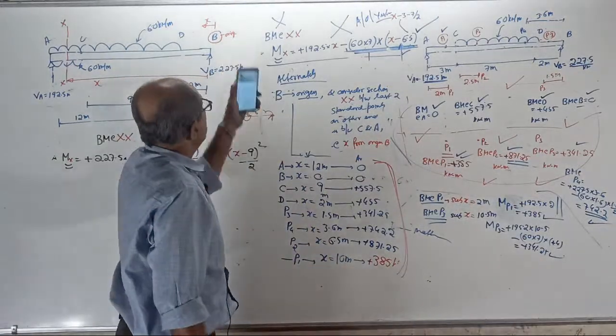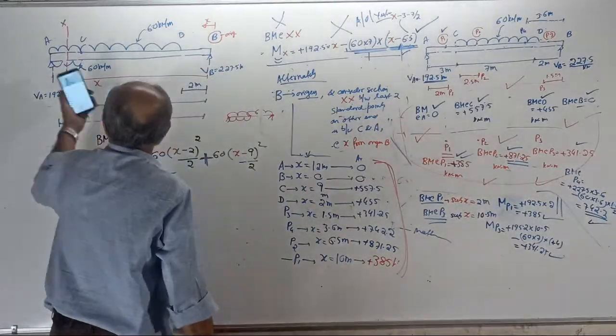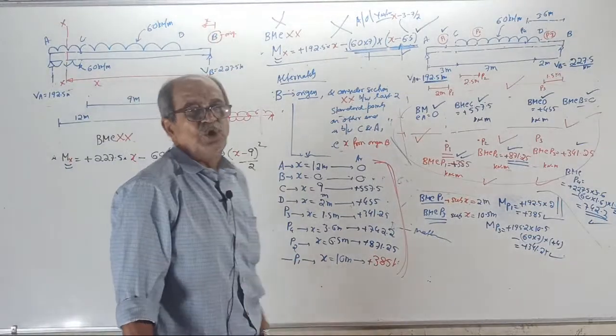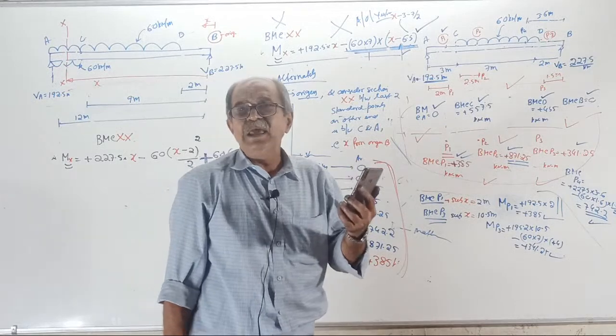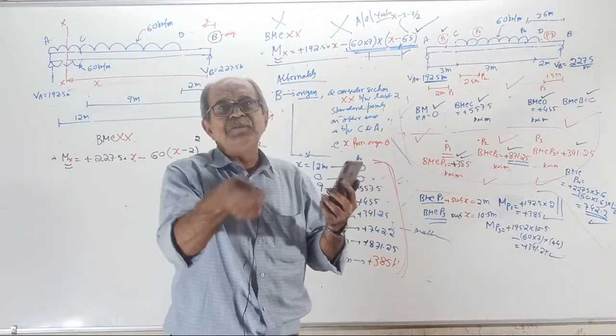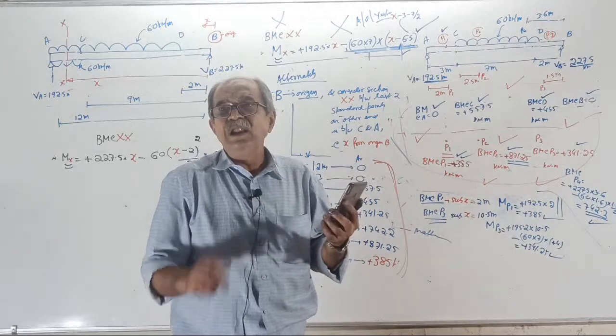If you want slope at A, B, put x equal 0. To get slope at A, put x equal 12. Do you want to unnecessarily waste time in the class on those things? Or shall I prepare a problem and do only maximum deflection? Tell me. Only maximum deflection.